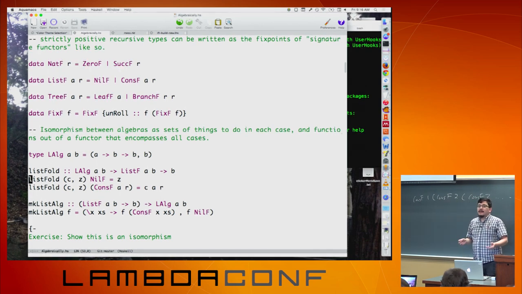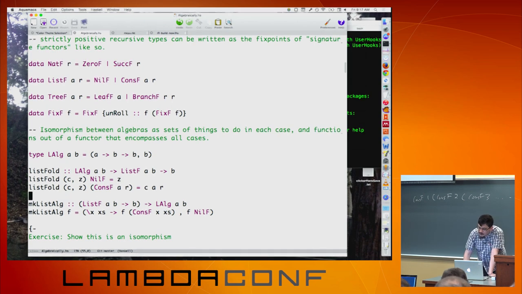There's not many things you can do with unit and pair. And so therefore this captures all of them: what you do in the unit case and what you do in the pair case. So where you had a pair of constructors, the unit constructor and the pair constructor, we now have in the algebra the dual of that, a pair of functions, one per constructor.